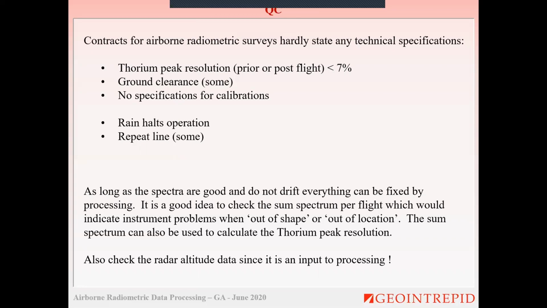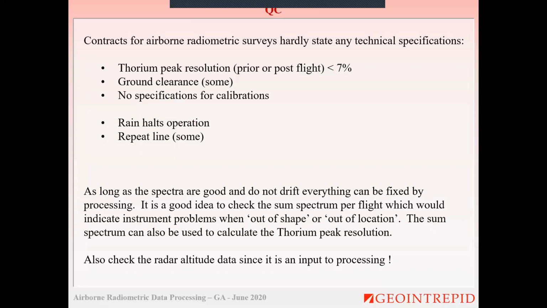Some contracts state the ground clearance, but it's always overridden by the pilots when there is a problem for safety. There are no specifications for the calibrations, or I haven't seen any. We do a lot of calibrations, and how good all those regression coefficients should be or not is nowhere stated.